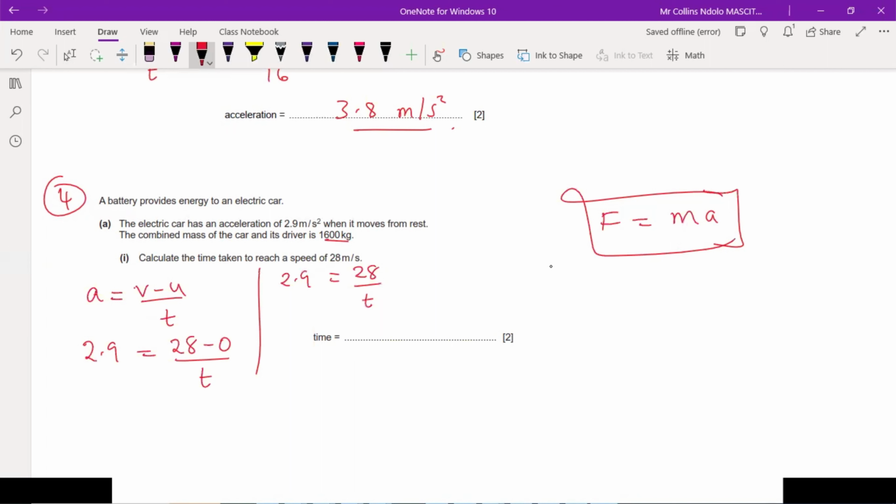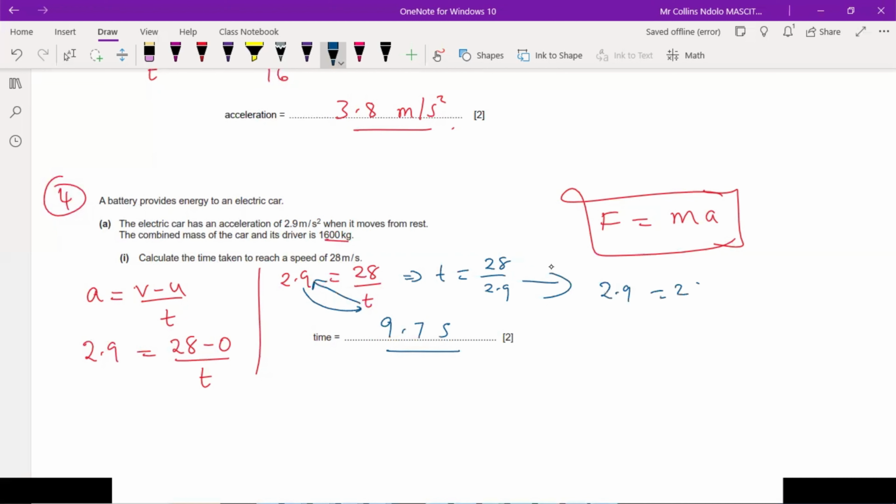I want to give you a trick. If you have a question like this and you want t, just do this. Take t to where 2.9 is, and take 2.9 to where t is, meaning t is going to be 28 over 2.9. So that will give us 9.7 seconds.